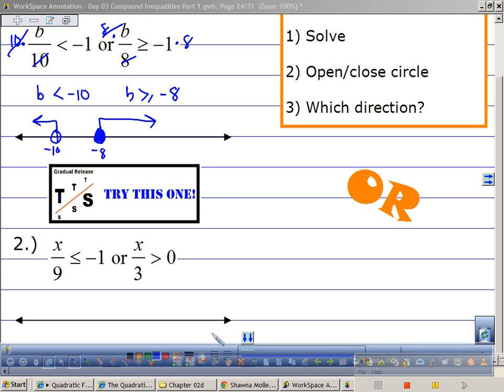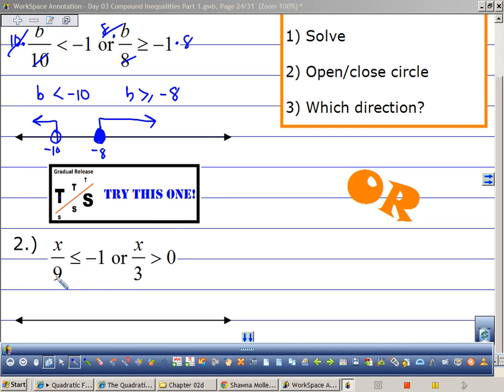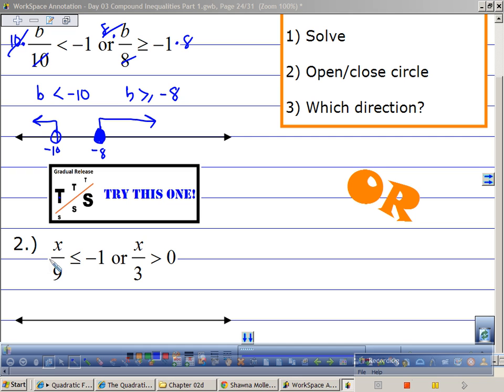You guys try this one. Okay, so how would I solve this one? Multiply both sides by 9. So when I do that, I get X is less than or equal to negative 9. Here's negative 9. Is it going to include negative 9 or not include? It's going to include, and it says less than.